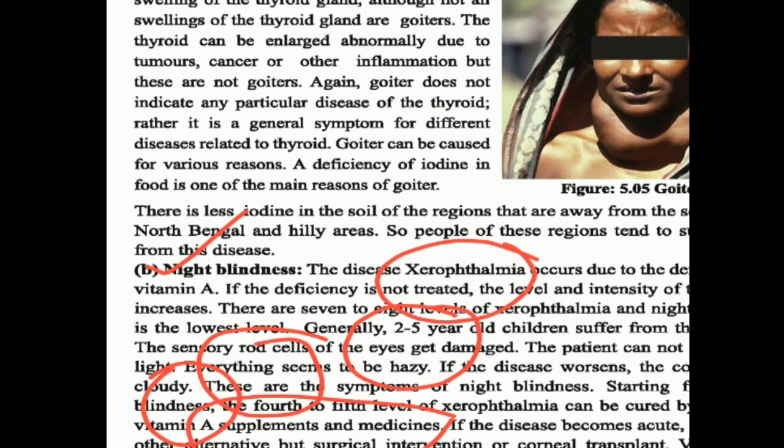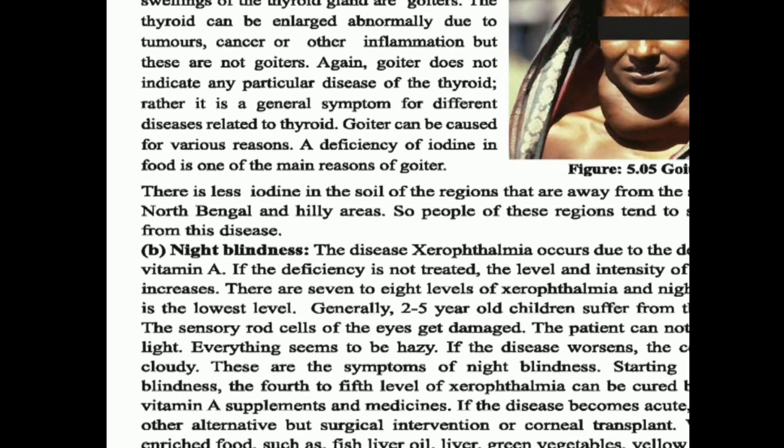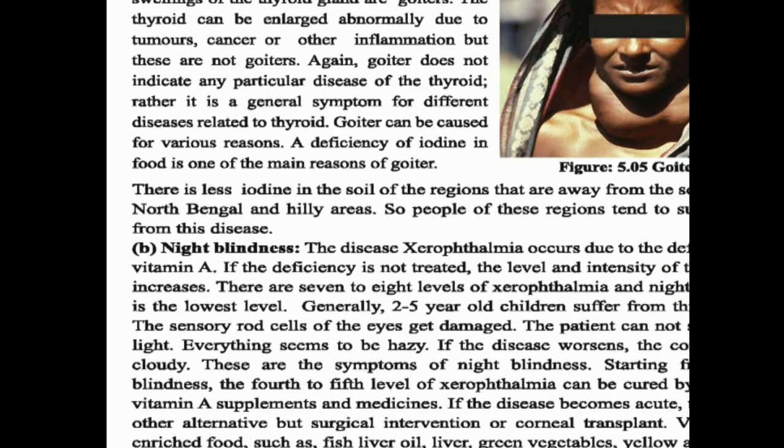Vitamin A enriched foods include fish liver oil, green vegetables, yellow fruits, oranges, bananas, pumpkins, mola and dhela fish. If necessary, a vitamin A capsule should be taken to prevent the disease.